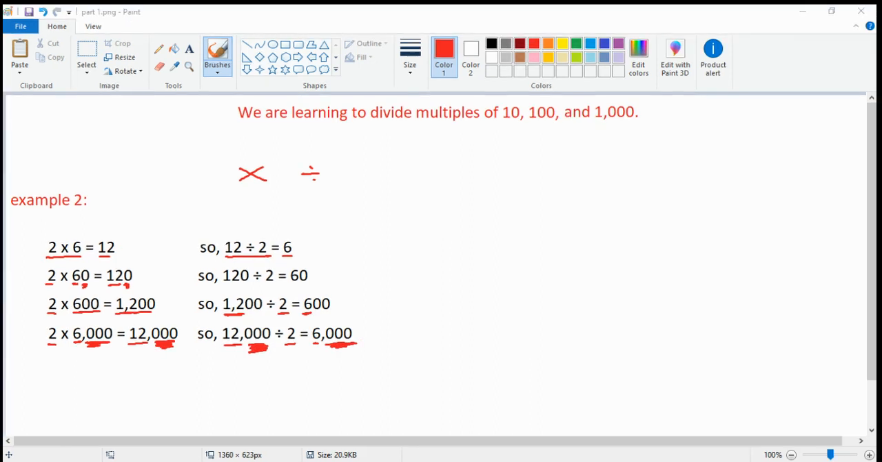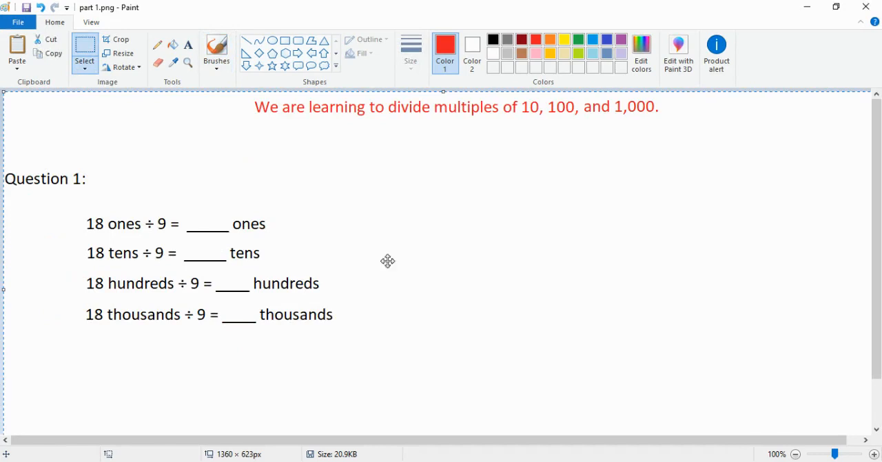Again, if you're somewhat confused, just stick with it. Like everything, it will become clear with more practice. But you can pause the video, solve this on any paper. Just write down the missing numbers if that makes it quicker for you. Question 1, 18 ones divided by 9 is how many ones? 18 divided by 9 is 2. So 18 ones divided by 9 is 2 ones.